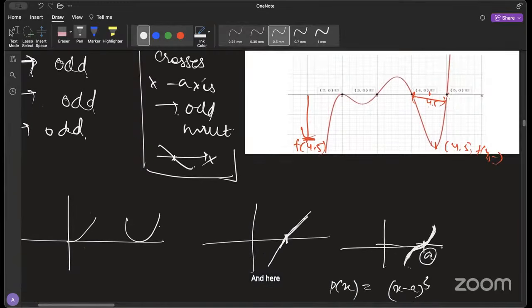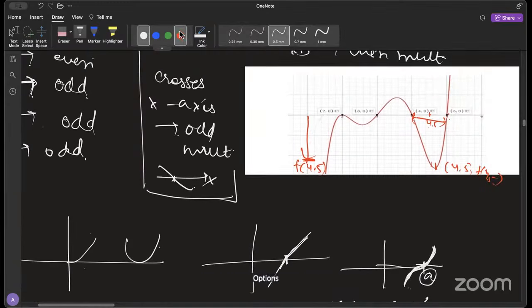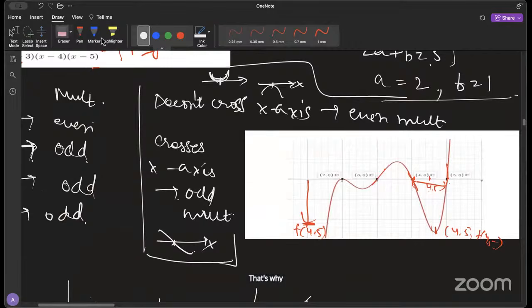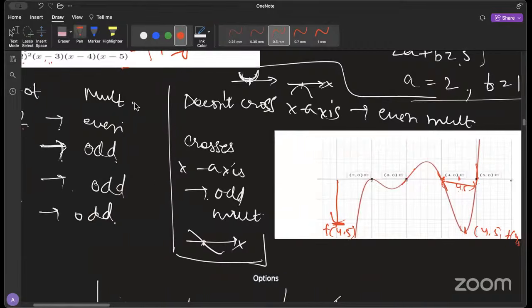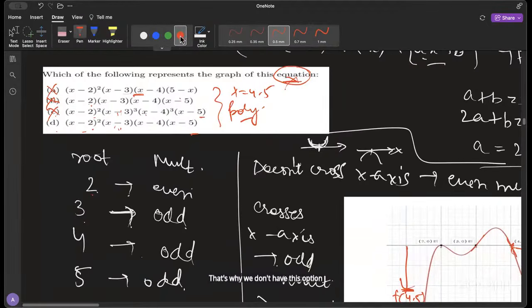It's not a straight line. That's the point. And here, you don't see anything like this, right? You don't see something like this here. Either it's completely curved, or it's going straight. This is going straight, this is going straight, and this is also going straight. So that's why you should not have a 0 with multiplicity 3. That means this should be incorrect. That's why we don't have this option correct. So we're only left with this one.